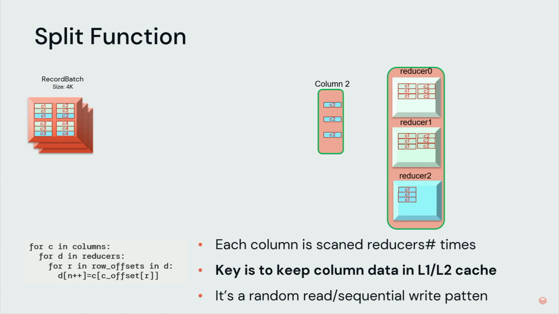And the key is that we need to keep the column data in L1, L2 cache. It's performance critical. Once the data is saved in memory and you have random memory access over the reducer number of times, then the performance will crash definitely. It's because the column access is a random read access, and the destination write, the reducer fill, is a sequential write pattern.